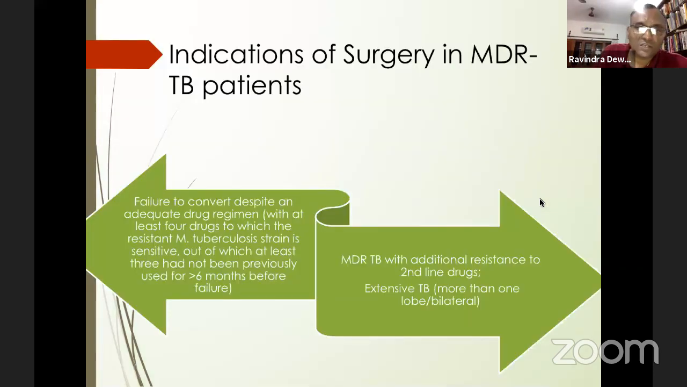So what are the indications in patients of MDR-TB? Failure to convert despite an adequate drug regimen with at least 4 drugs to which the resistant Mycobacterium tuberculosis strain is sensitive, out of which at least 3 had not been used previously for more than 6 months before failure. This looks complex, but it is important to understand that we cannot take up every case. There has to be correct indication. And MDR-TB with additional resistance to second-line drugs, or XDR-TB, is always an indication if it is possible to add surgical resection. If there's a localized disease in XDR-TB, please always do surgical intervention because these are the cases which may be lost otherwise.